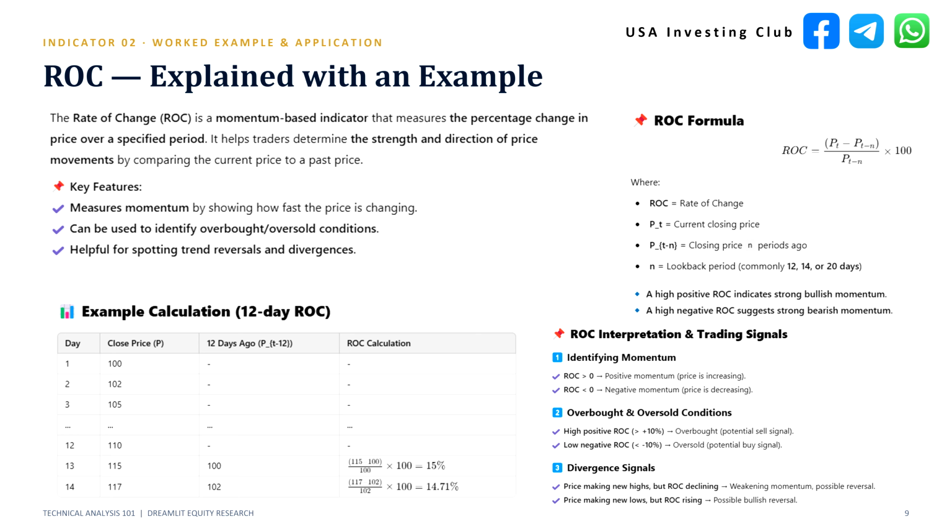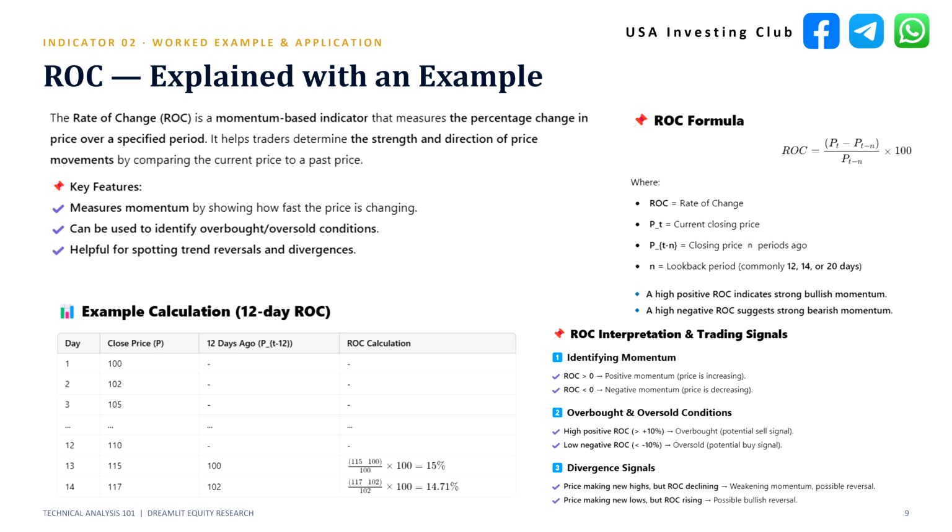Move forward one more day. Day 14 closes at 117, and 12 days earlier, day 2, closed at 102. ROC equals the quantity 117 minus 102 divided by 102 times 100, 15 divided by 102 times 100, which comes out to 14.71%. Notice the reading barely moved between the 2 days, 15% down to 14.71%, even though price kept climbing. That's ROC comparing today against a moving 12-day-old anchor, not against a fixed baseline.